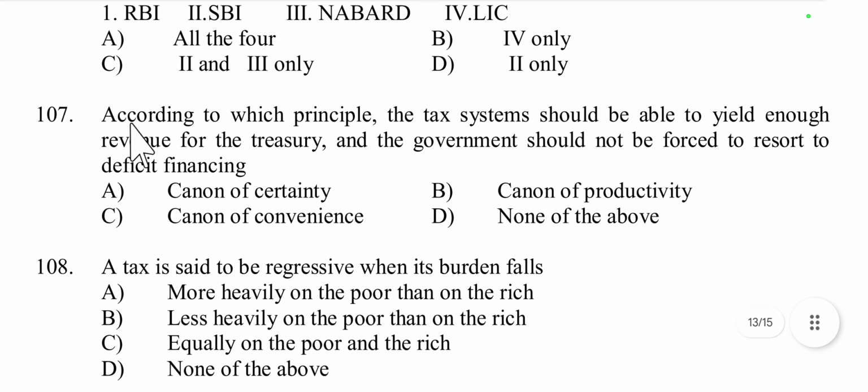Then question number 107: according to which principle should the tax system be able to yield enough revenue for the treasury so that the government is not forced into deficit financing? Canon of certainty, canon of productivity, canon of convenience. This is the canon of productivity, or canon of adequacy, which says that taxation should generate sufficient revenue to meet government expenditure. So option B is the right answer.